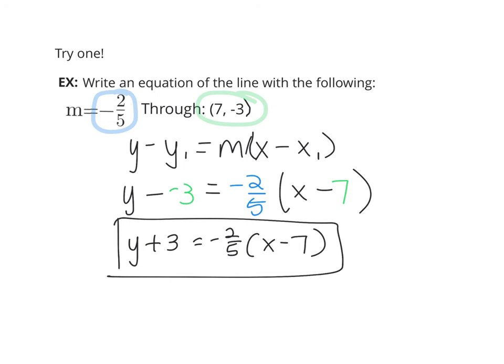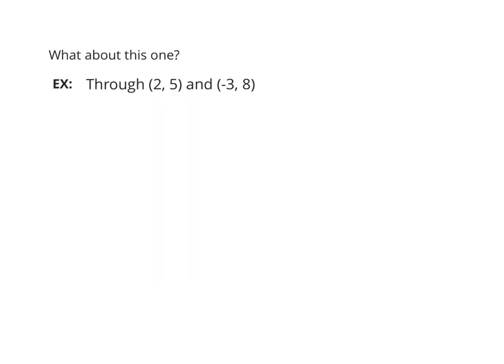Okay, let's try a fun one. What would you do with this one? I would like you to pause the video, turn to a neighbor, tell them what you would do, or think about what you would do on this one, because what am I missing? You're right, I am missing a slope. So what am I going to do to find that slope? Take a second and then come back.